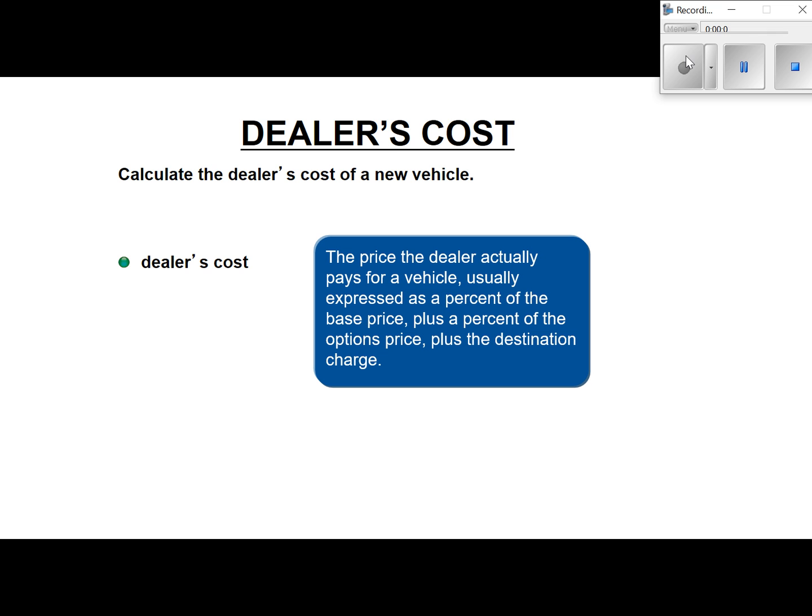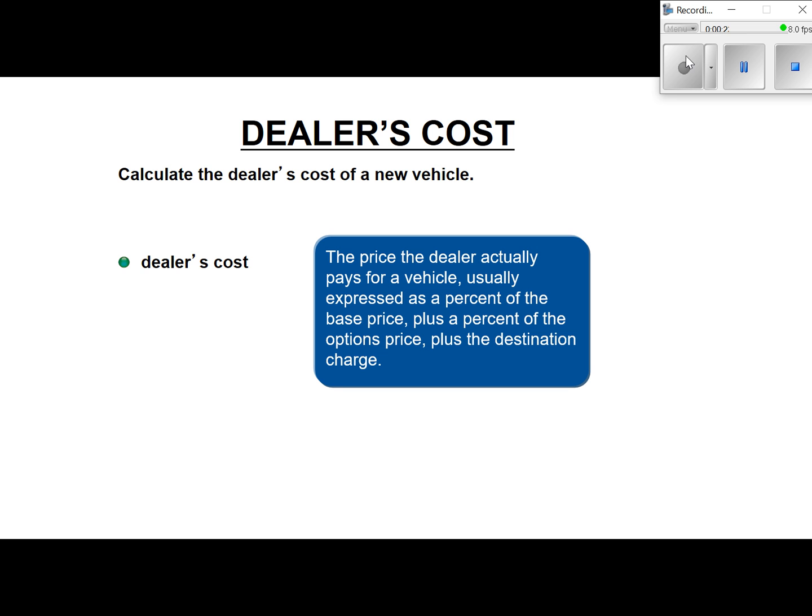Alright, this is a video for section 9.2, titled Dealer's Cost, and what we're going to be doing is calculating the dealer's cost on a new vehicle. So the actual cost that the dealer pays to the company who produced the vehicle.